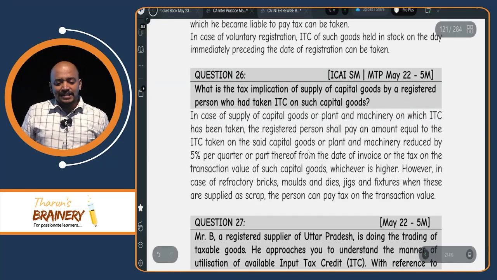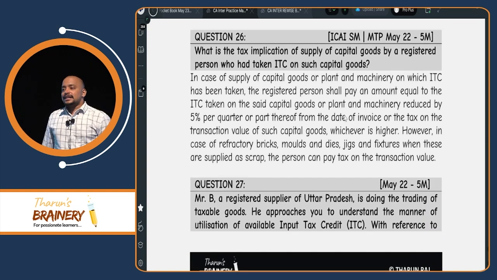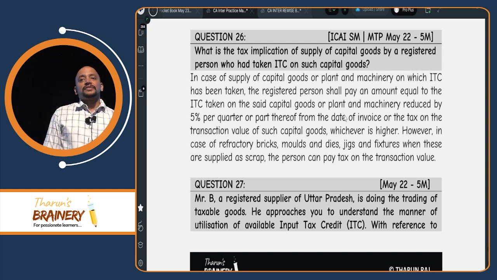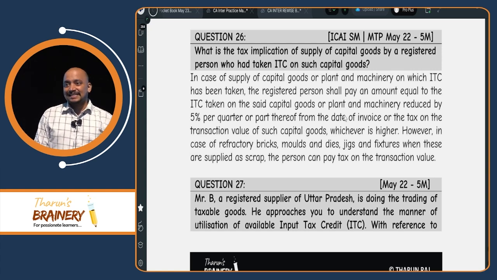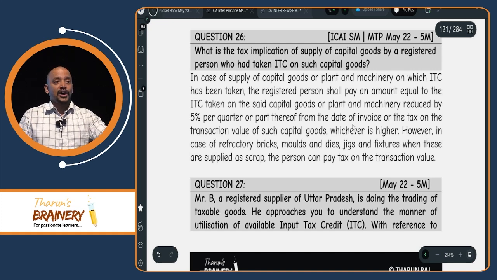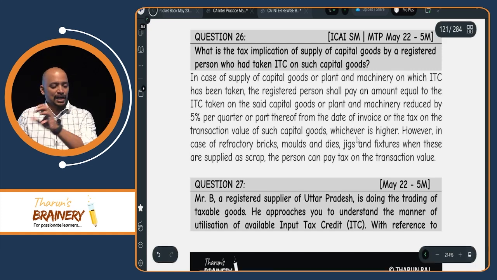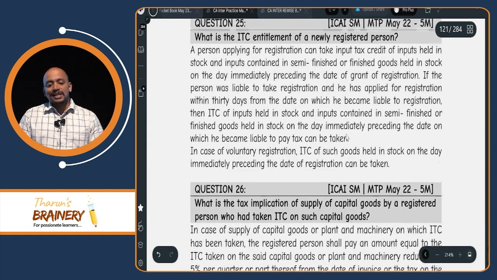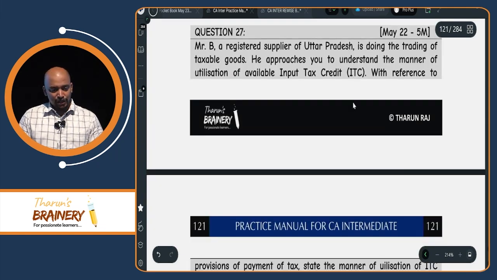Then, what is the tax implication of supply of capital goods by a registered person who has taken ITC on such capital goods? Which one we need to write? Section 18 subsection 6. So much of the ITC availed minus 5% for every quarter or part thereof from the date of purchase till the date of sale, or GST on sale value, whichever is higher. However, in case of molds and dies, jigs and fixtures, refractory materials, bricks which are sold as scrap, we will pay GST only on the sale value. That provision we need to write. So this is asked in MTP, May 22 MTP, but it is given in study material also.